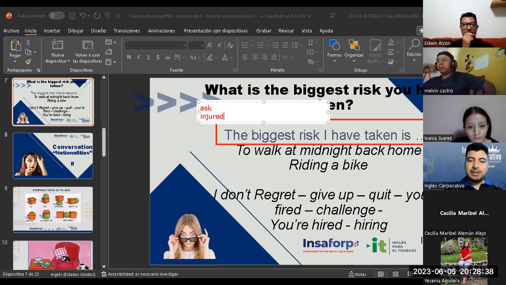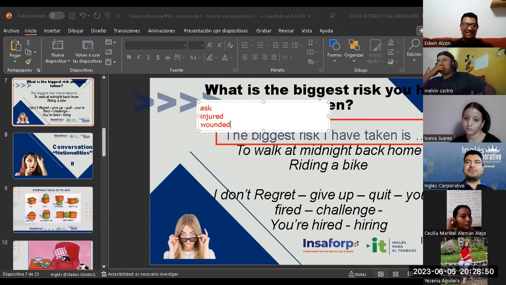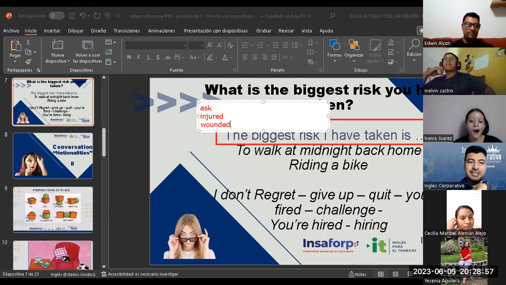Pudiste haber estado lastimado. Yes, it was dangerous. When they want to hurt you, alguna herida, it's very dangerous. But remember that when we are young, we are kind of crazy. And we don't think about difficulties. So we do some things. Thank you, Edwin. And good for you because your watch was saved. Estaba salvo tu reloj, right?